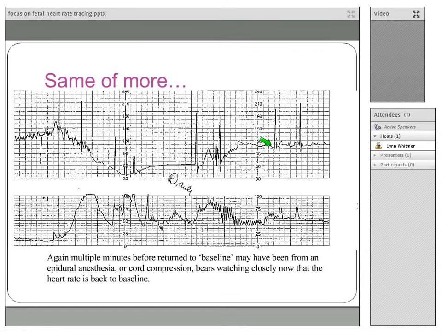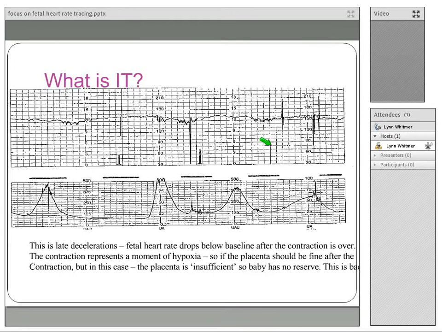All right. What is this? Okay, we need to start with what is our baseline? What's our baseline here? I know this one's a little more difficult to read. So we'll say it's about 120, 130. Baseline 120. What is the variability? I would say minimal. There's not much going on here in beat to beat. There's not much. So I'm going to call this minimal variability.